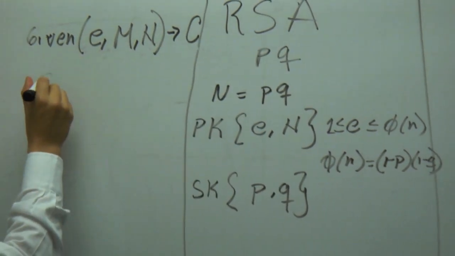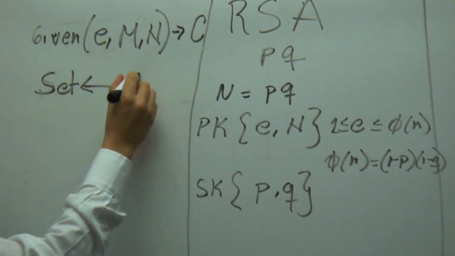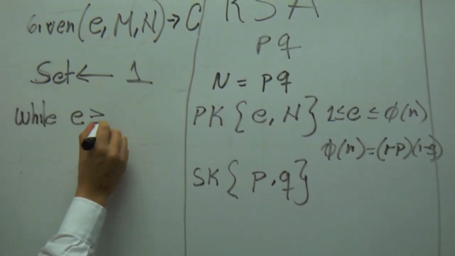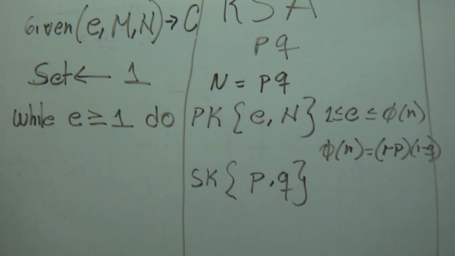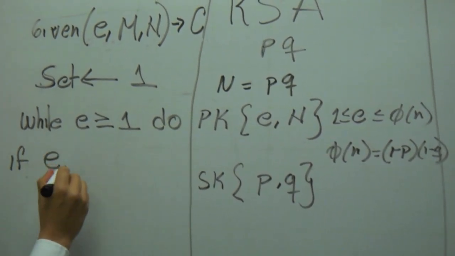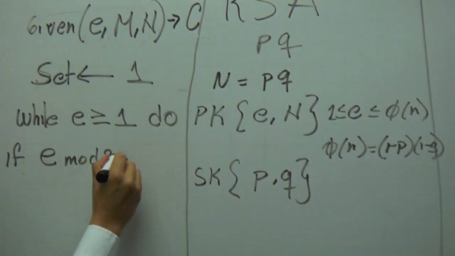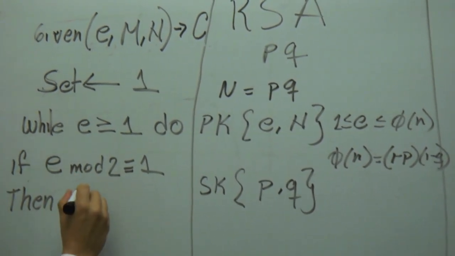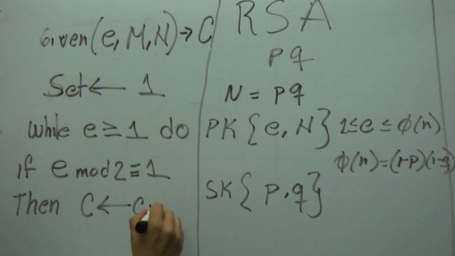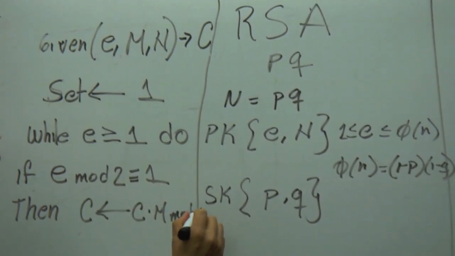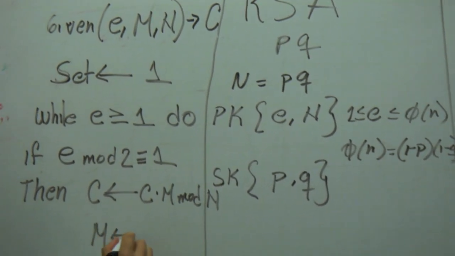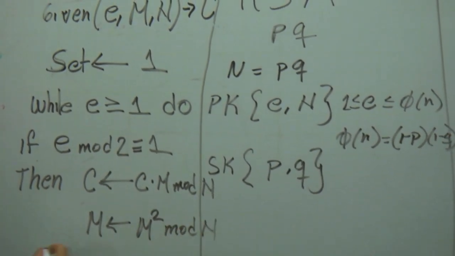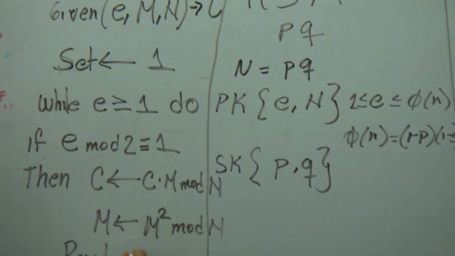So first of all, we set a value C to 1. While E is bigger or equal to 1, we execute. And if E mod 2 is equivalent to 1, then C is produced by C times M mod N, which means the message M squared mod N, and this means that we can print C, the cipher.